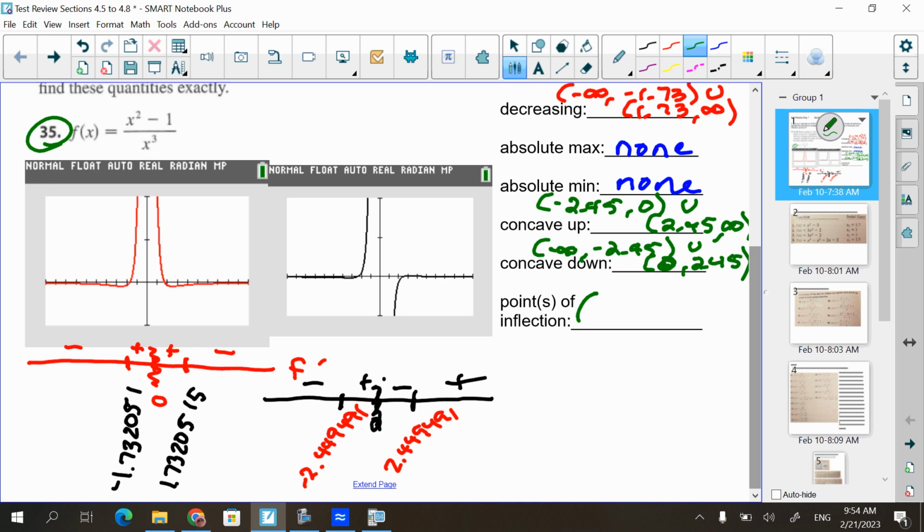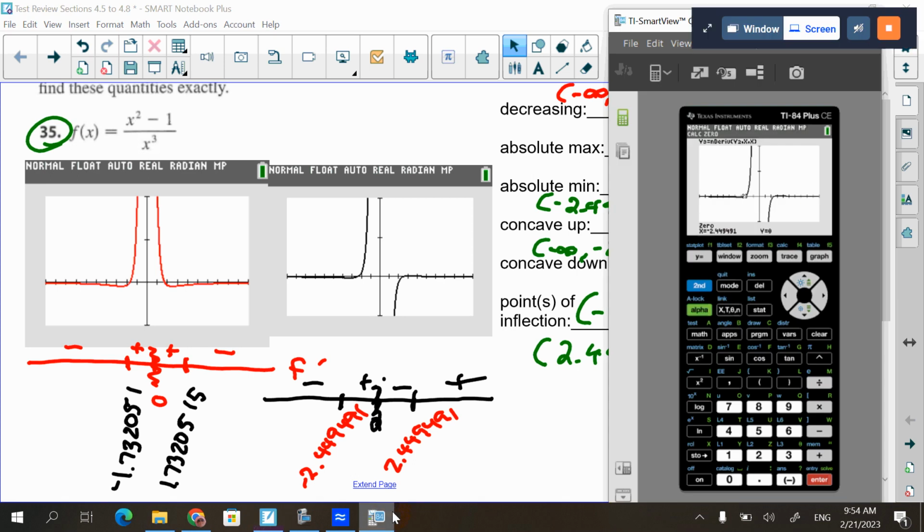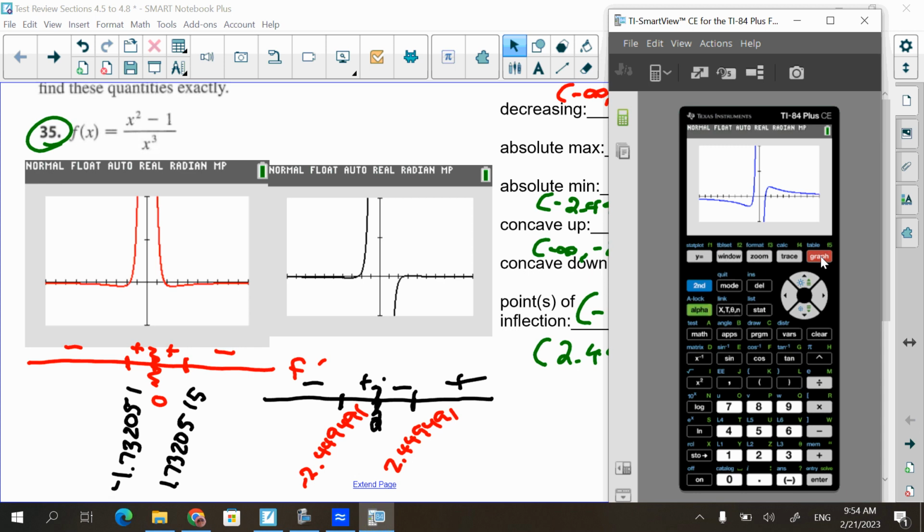So what we want to do is find negative 2.45, what the y value is, and positive 2.45, what the y value is. But I cannot just plug in that rounded number. I have to plug in that entire number, or remember, that's what's on my calculator in the memory right now. So I can go back to my y equals, turn this guy on, turn this guy off, and then from there I can graph it, and then I can do calculate value.